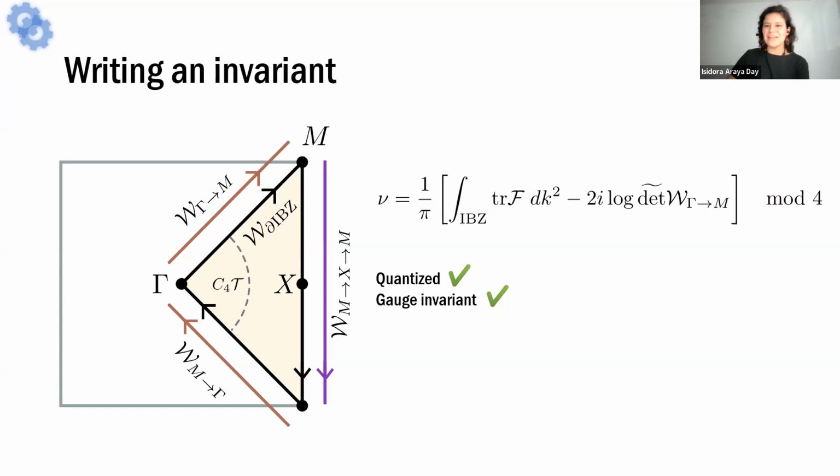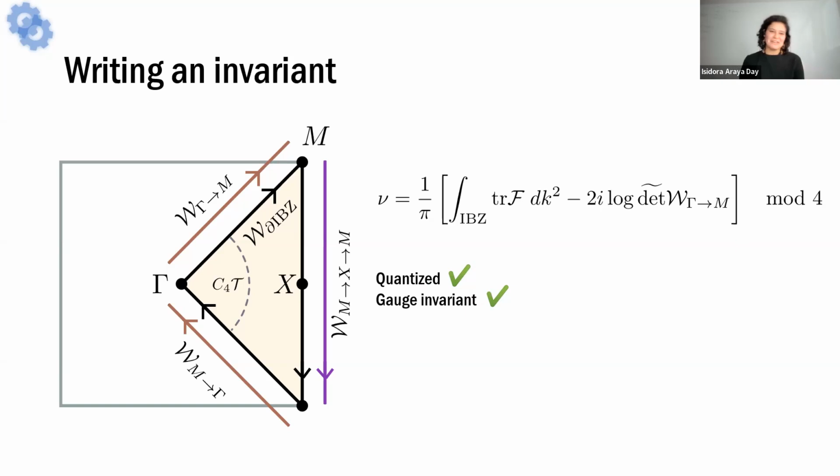So if anybody has questions about this procedure, I think this is the right time to ask. No questions, because I'm skipping a lot of steps. Well, an important point here is that by construction, our invariant is quantized, and it is also gauge invariant. So that's great. And well, I see that nobody has a question, but I have a question.